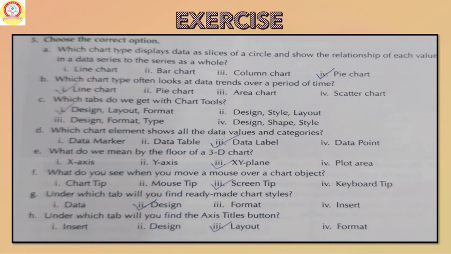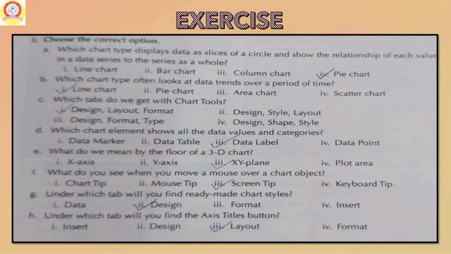C1, which tab do we get with chart tools? One design layout format, two design style layout, three design format style, four design shape style. That is one, design layout format. D1, which chart element shows all the data values and categories? One data marker, two data table, three data label, four data point. That is three, data label. E1, what do we mean by the floor of a 3D chart? One x-axis, two y-axis, three xy plane, four plot area. That is three, xy plane.